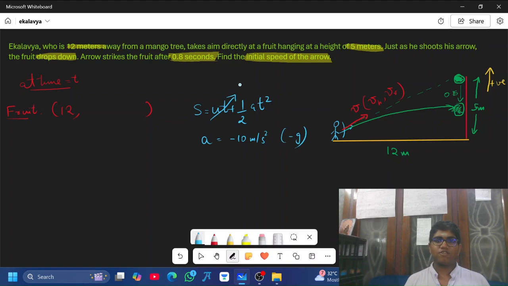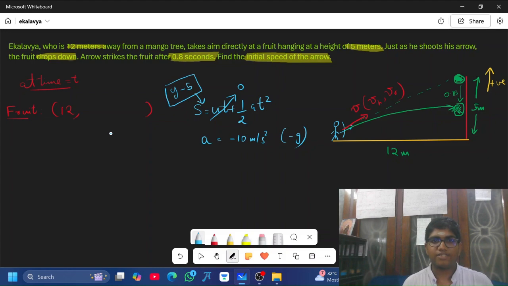Initial velocity is 0, so this term goes to 0. So this will be minus 5t square, and displacement is final position minus initial position. If we consider the final position to be y, minus 5, because initially it is at a position of 5, upwards positive, but y is negative downwards. So with respect to y, it will be y minus 5.